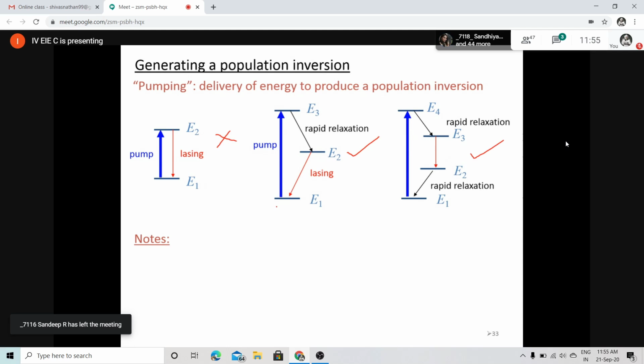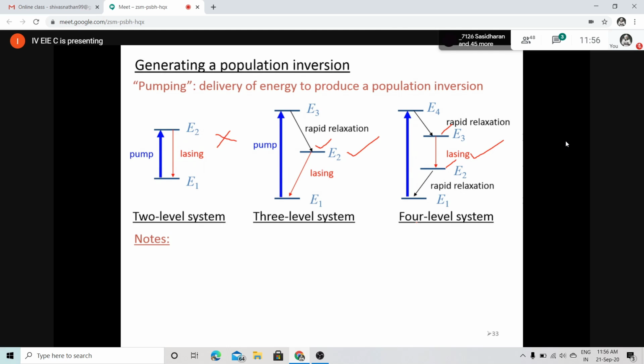But what you need to understand is where lasing action takes place. Here you can see my lasing action is between E2 and E1, but it is theoretical. Coming to a 3-level laser, you find again lasing action between E2 and E1, but we have an intermediate level, which is going to be the metastable state. Whereas here you find 2 intermediate levels, and my lasing action takes place between E3 and E2. Clear? Okay. 2-level, 3-level and 4-level systems.